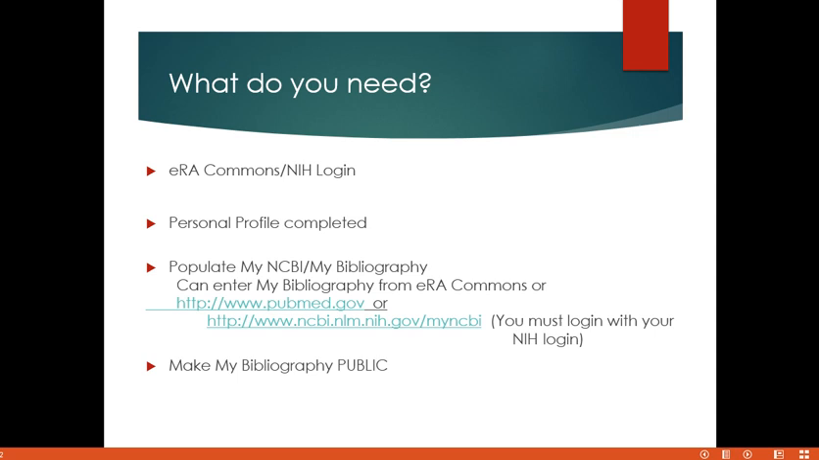So what do you need to do this? You need an eRA Commons NIH login. I'm assuming most people have one. You need to complete the personal profile in eRA Commons. You need to populate My Bibliography. It's run by NCBI, the National Center for Biotechnology Information. Now, you can get to My Bibliography from eRA Commons, although it's a few clicks to get there. More directly, you can get there through PubMed. Or this is the direct link. You have to use your eRA Commons email or address to get into this link. And then it will get you to your bibliography.